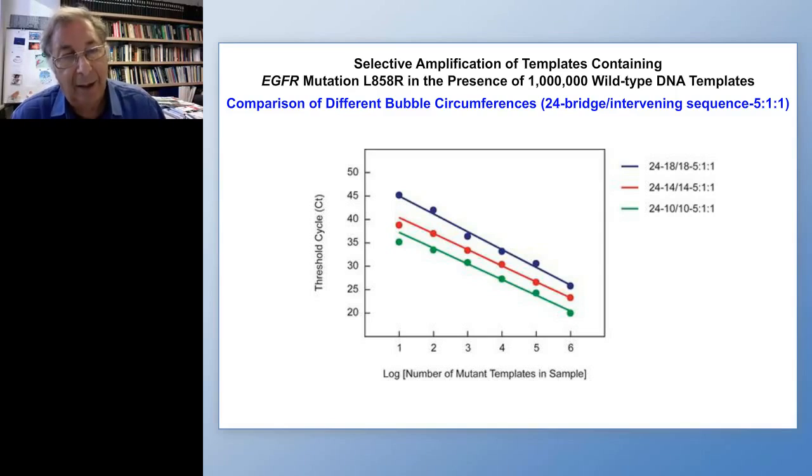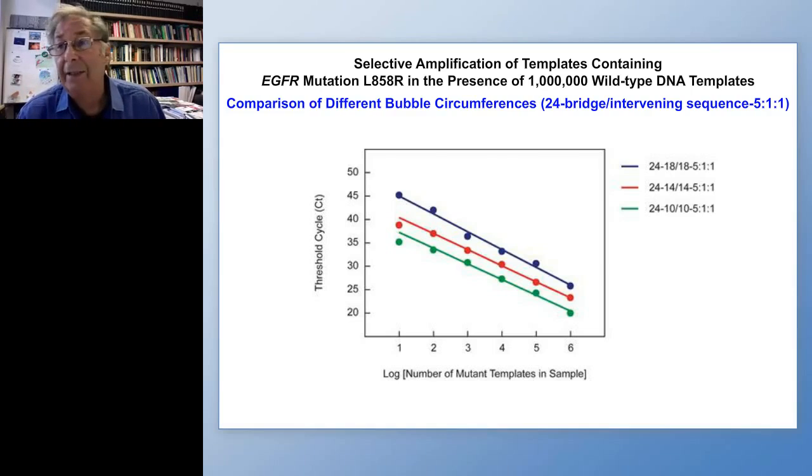We reasoned that the bigger the bubble, the lower the probability that the foot and the foot target could get together. And so here you see the studies done with three different sized bubbles. The one in green is a bridge of 10 and an intervening sequence of 10. The one in red is 14, 14. And the biggest bubble of all is shown in blue. And here again, the bigger the bubble, the straighter the log plot. But the less likely it is for things to get started, the less likely it is for that foot hybrid to form. So the CT values are higher.